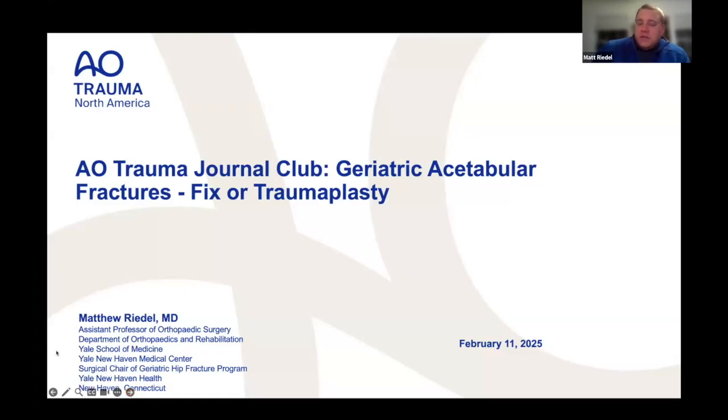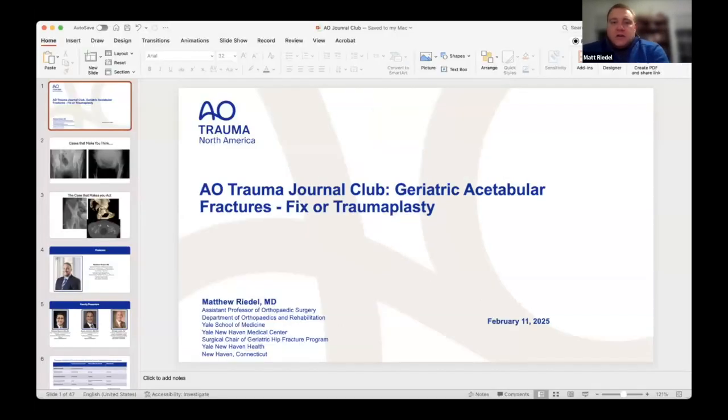After this module, there will be a distal radius module, which will follow the same format. But tonight we're going to talk about geriatric acetabular fractures, fixation versus trauma arthroplasty. We have a fantastic panel of experts here joining us to discuss.